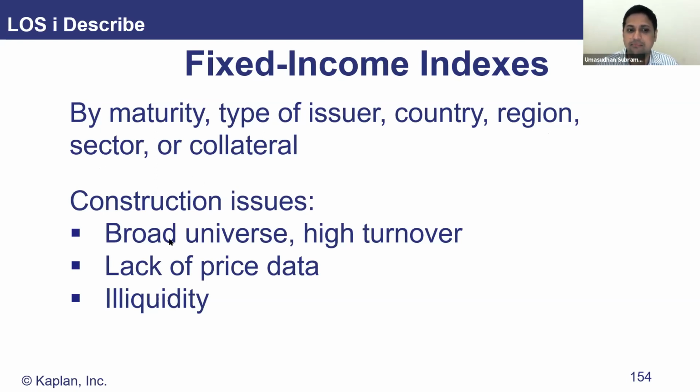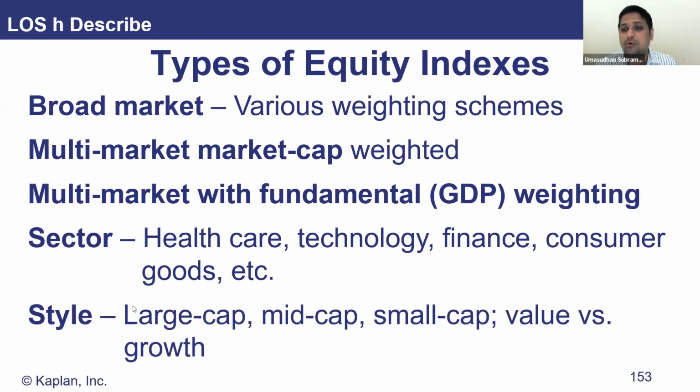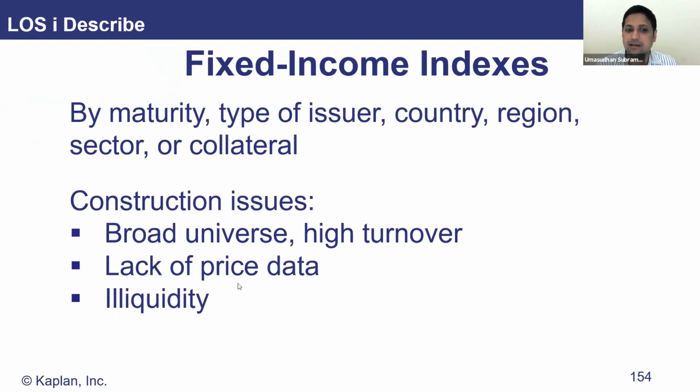The problem with fixed income indices is illiquidity, because equity markets are more liquid and more investable than the bond markets. So the problem is pricing data and illiquidity, high turnover. We will talk about this in fixed income securities. I will touch base on this.